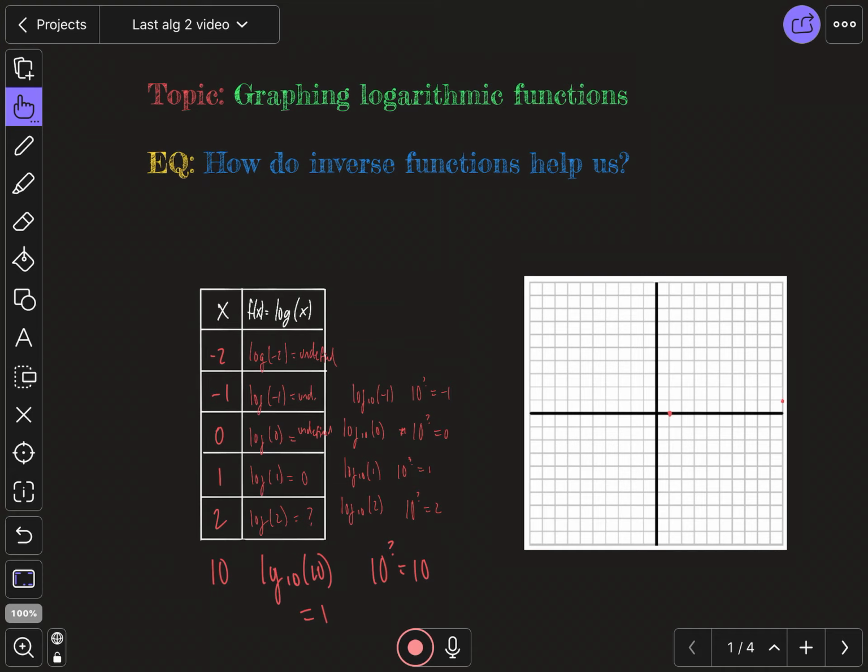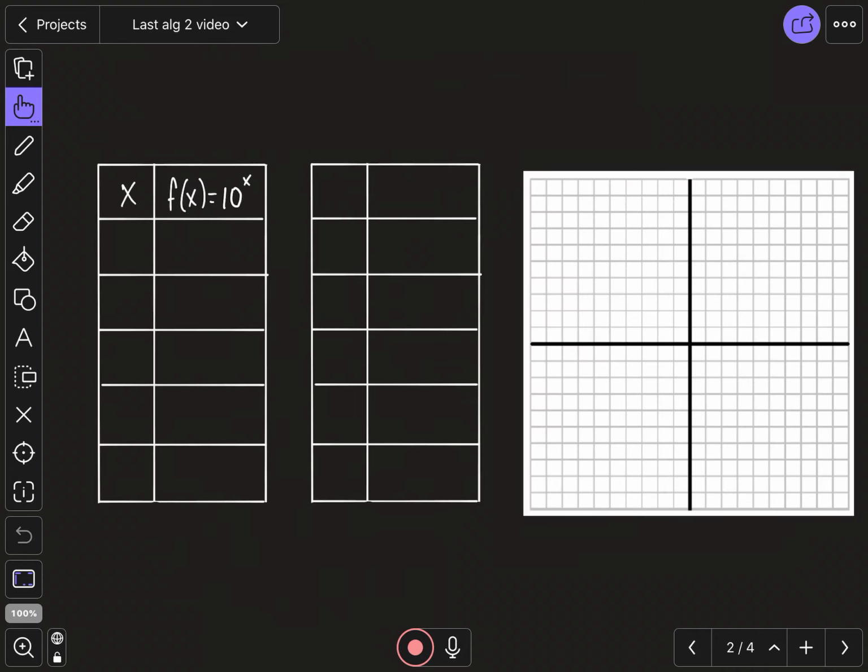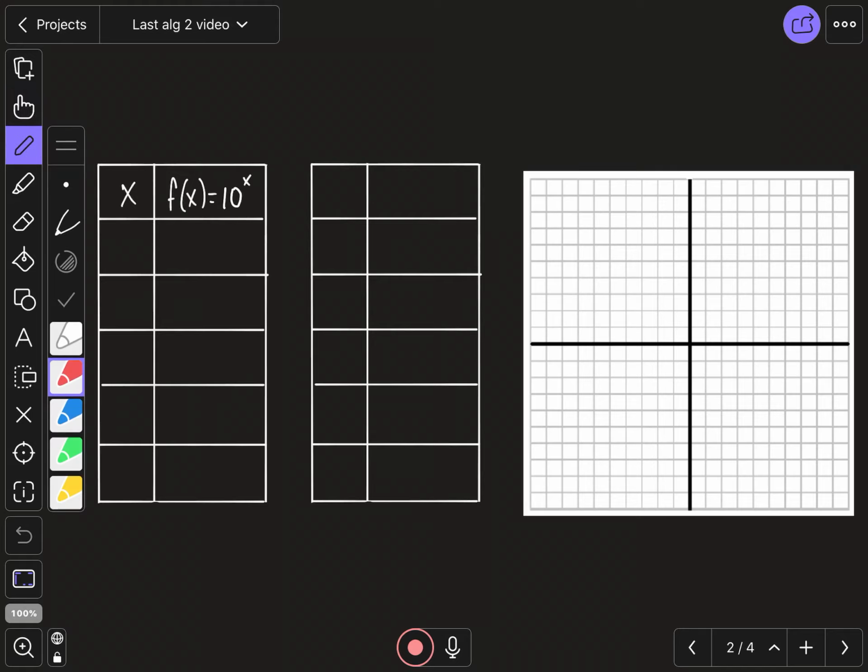And so looking at that, what it turns out is that graphing exponential functions is really easy. So if we do that same idea, saying, hey, let's throw those same x values at an exponential function. And that's actually really easy to do. So, 10 to the negative 2, 10 to the negative 1, 10 to the 0, 10 to the 1, 10 to the 2. Well, we know the values of all those things.